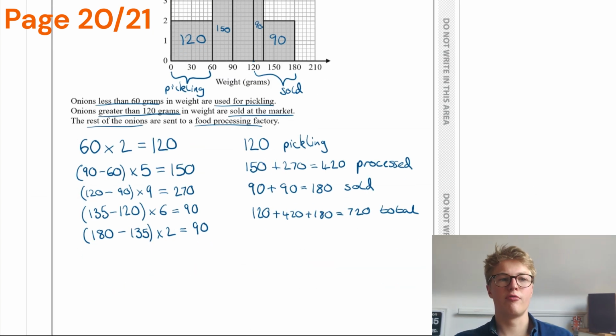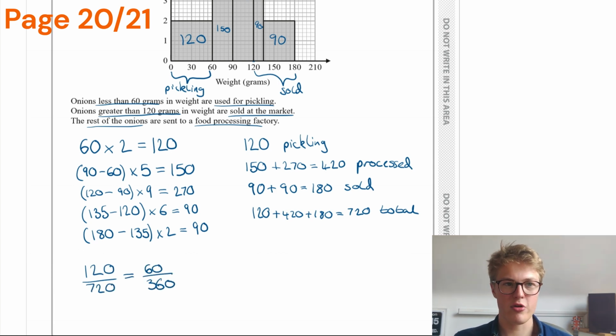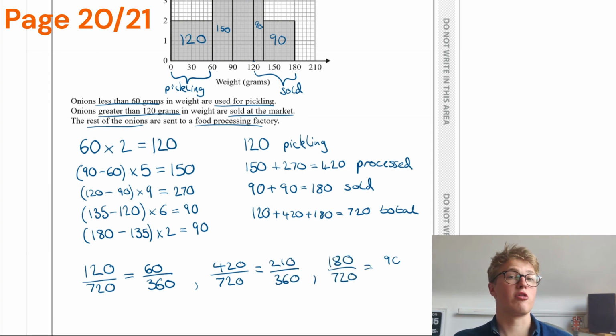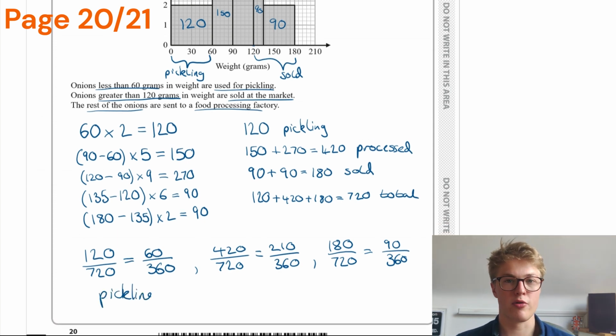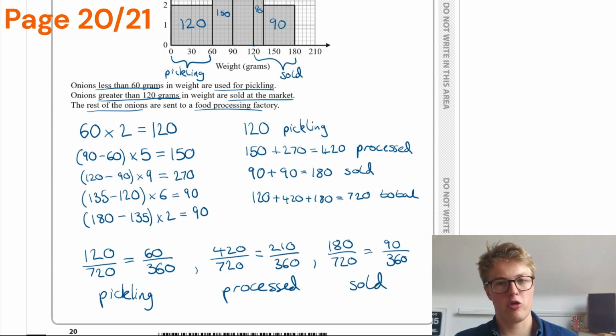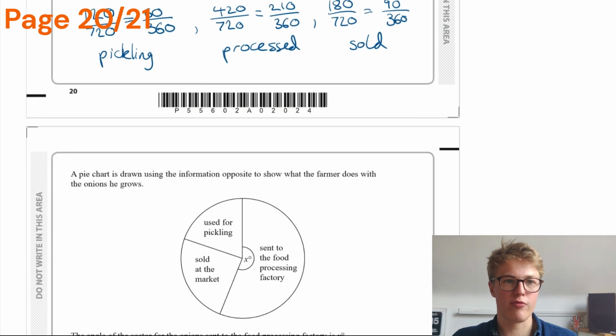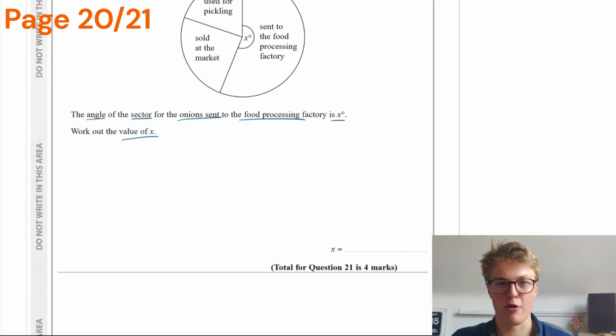The proportion of onions used for pickling is going to be 120 over 720, which is 60 over 360. The number that are going to be processed comes down to 210 over 360, and the number that is going to be sold is 90 over 360. We've left everything in terms of 360 because this adds up to our pie chart, which we're going to use. So we can see that 210 is the angle used for the number of onions being sent to the food processing factory, which means that x is 210 degrees.